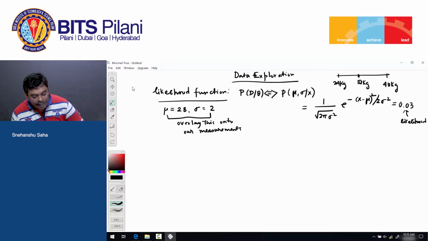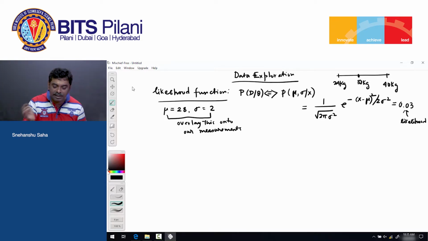This is the likelihood that a single measurement is captured by this density function, which is 0.03. Not bad. However, let's shift the mean of this density function slightly to the right. We will keep the standard deviation constant, not change it, but change the mean to 30, and recompute the likelihood.